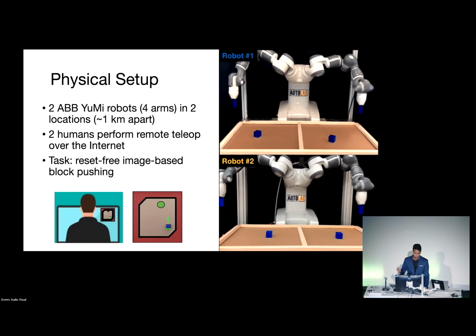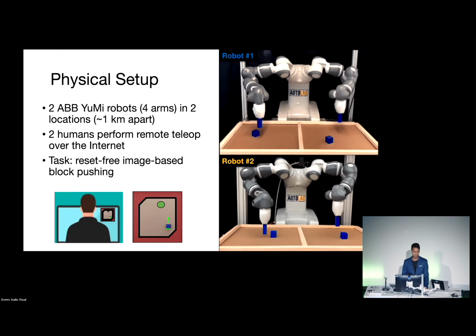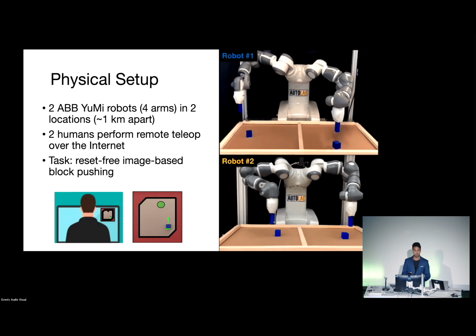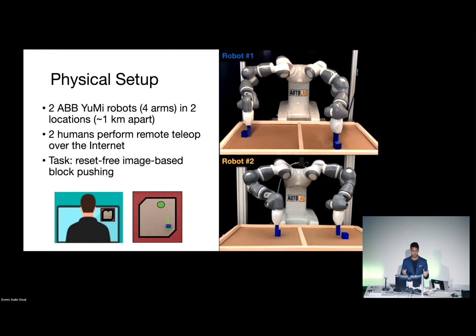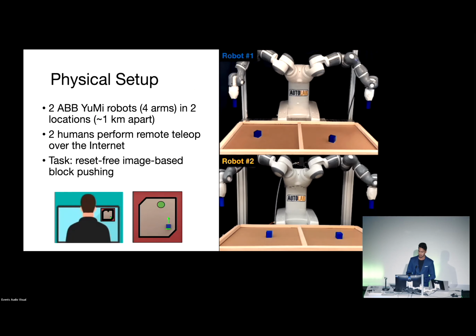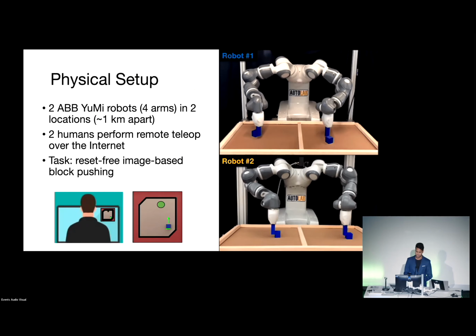And of course, we also did physical experiments. So we are an academic lab, so I had to be a bit creative about how to get a fleet of robots. So what we did is we repurposed 2 ABB Yumi robots in 2 different physical labs about 1 kilometer apart into 4 individual robot arms. And we had 2 humans connect here remotely over the internet to do teleoperation.